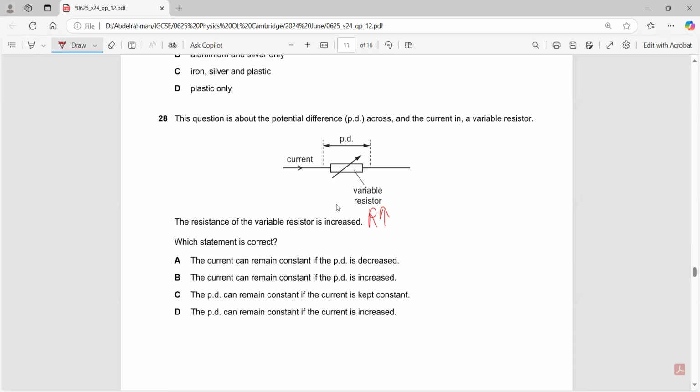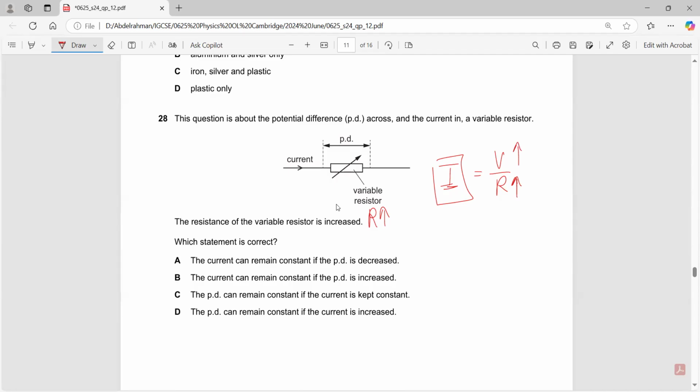So let's check out the answers. The current can remain constant if the potential difference is decreased. How can I find the current? I equals V over R, right? If you want the current to remain constant and the resistance has increased, can you decrease the voltage or should you increase the voltage? You should increase.